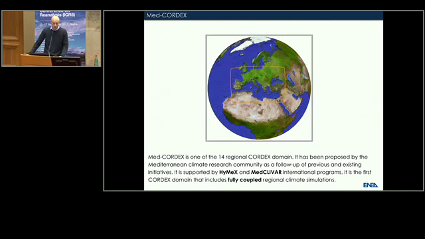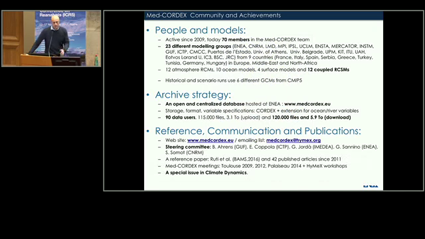This is the domain. And actually, the community behind this domain is very active. We have more than 23 different modeling groups. We have 12 atmospheric regional climate models, 10 ocean models, and 12 coupled regional climate simulations. So we are producing a lot of simulations covering the CMIP5, and now we are going to also downscale CMIP6 simulation. There's also a database.